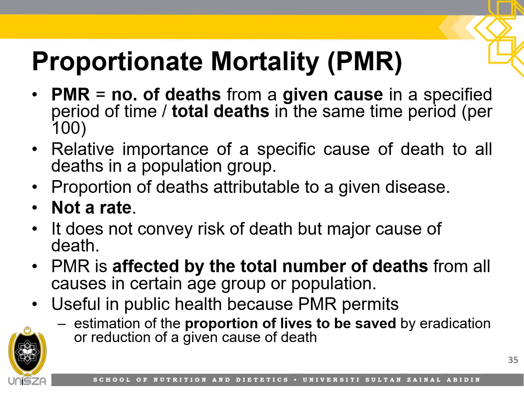It is not a rate. It does not convey risk of death but the major cause of death. So the highest PMR will show the disease with the highest risk of death. PMR is affected by the total number of deaths from all causes in a certain age group or population. It is useful in public health because PMR permits estimation of the proportion of lives to be saved by eradication or reduction of a given cause of death.